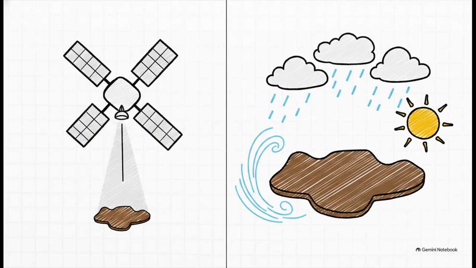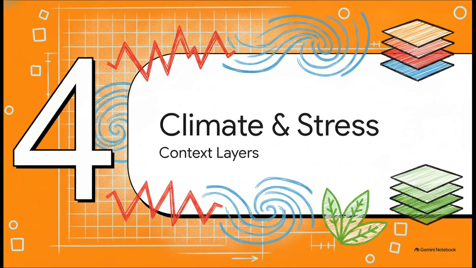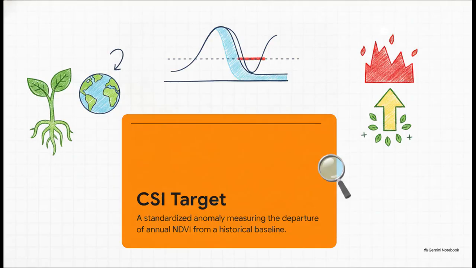Now, you've got clean, water-masked optical vegetation indices like NDVI or the normalized burn ratio in hand, you might think you're pretty much done. But satellites actually only tell half the story. We need a broader environmental context if we want to truly understand what's driving the changes we're seeing from space. Section 4. Climate, thermal, and stress. Context layers. Let's define the Continuous Canopy Stress Target, or CSI.